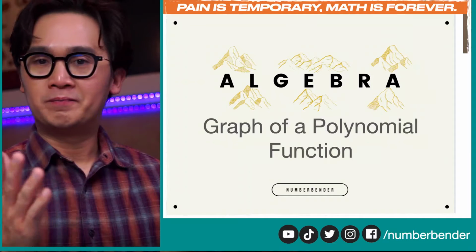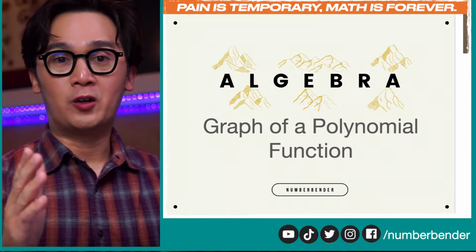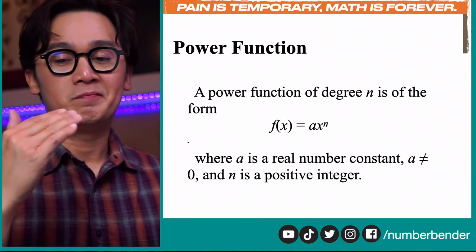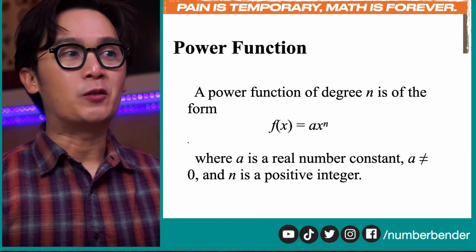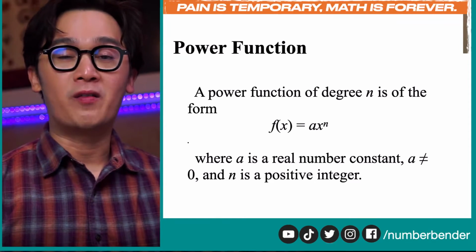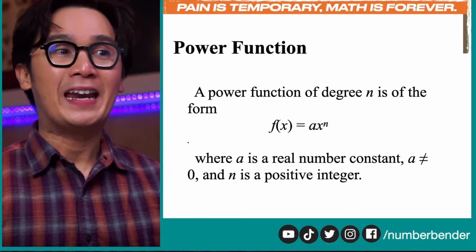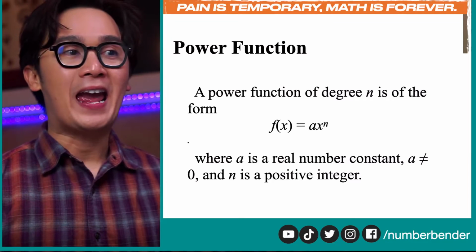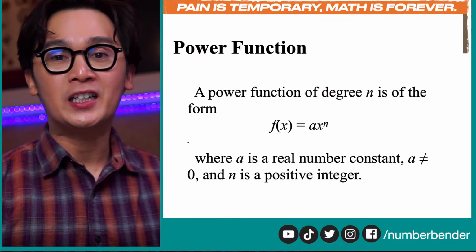And for functions like x cubed or x squared or x to the first power, these functions are categorized according to their degree or highest exponent, and we call this in algebra the power of the function. So a power function of degree n is of the form f of x is equal to ax raised to n, where n is a positive integer.